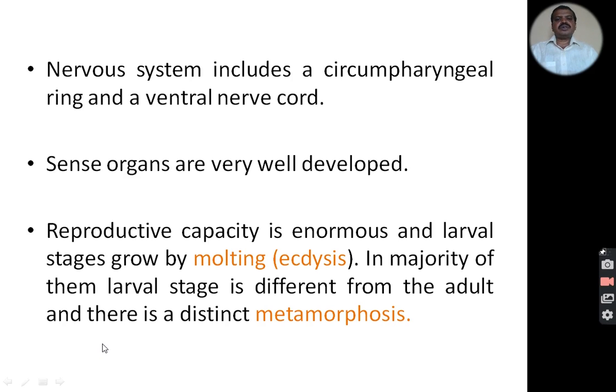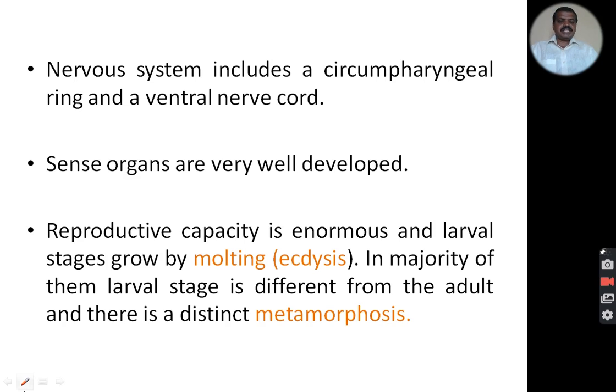The sense organs are very well developed. That is the compound eyes, simple eyes, antenna. All these are well developed in order to recognize the surrounding environment, and thereby they survive in the environment.